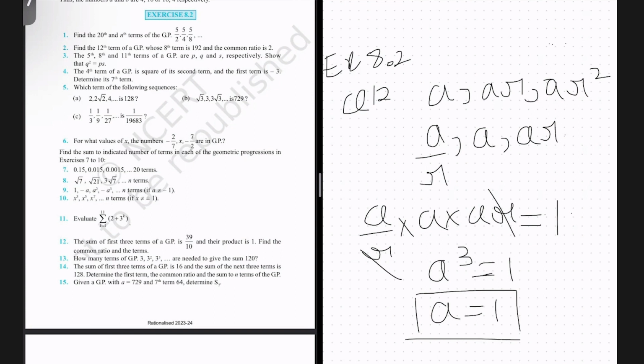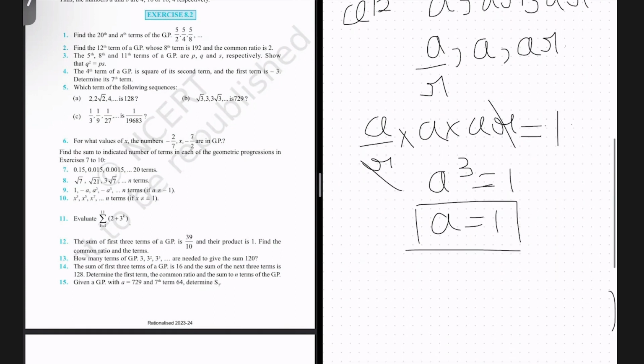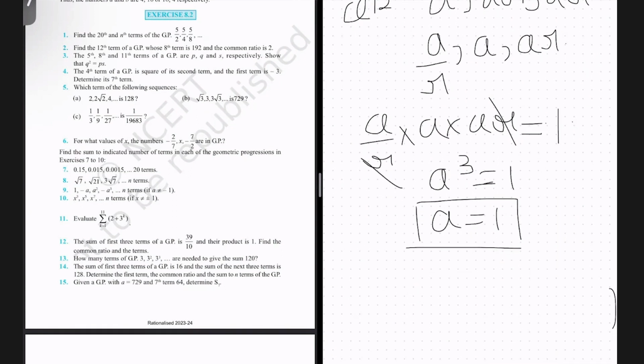So the first term of the GP, or the second term in this case, is going to be 1. Now I have been told that the first three terms add up to 39 by 10. So let us plug in A equal to 1 in the first three terms, add them up and equate that to 39 by 10. On the LHS, I would have 1 by R plus 1 plus R equals 39 by 10.